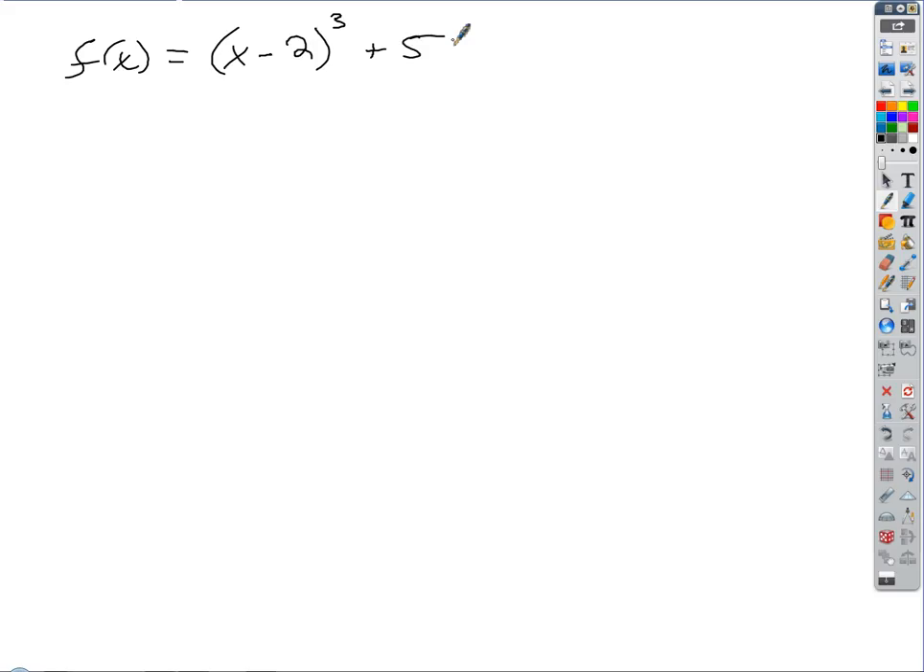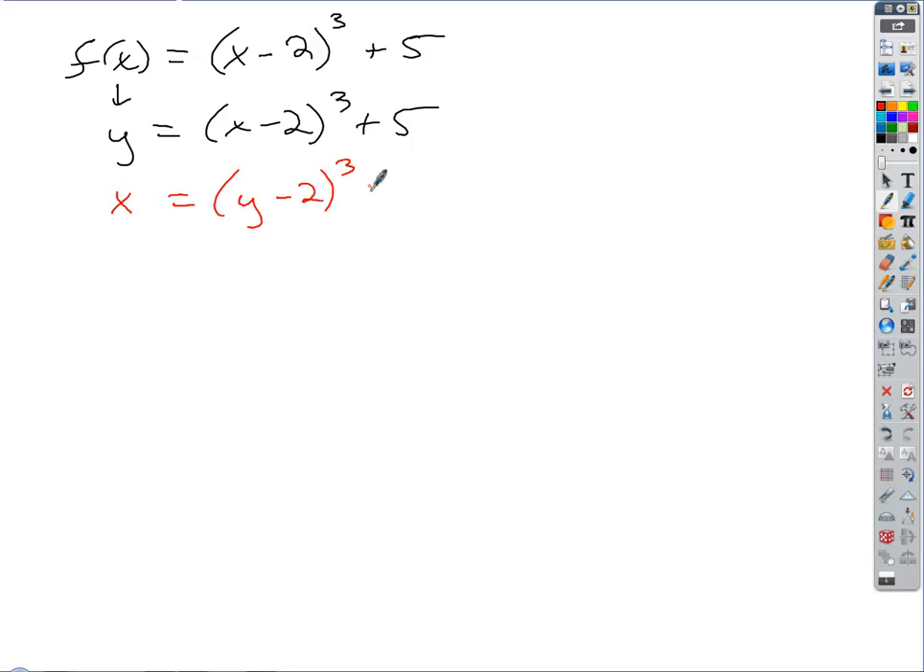Let's go through our rules. What do we do first? Rewrite it in terms of y's and x's, so f of x becomes y. What's next? Switch the x and the y, and then solve for y. So this becomes an x, that becomes a y. All right, so now our goal is what?